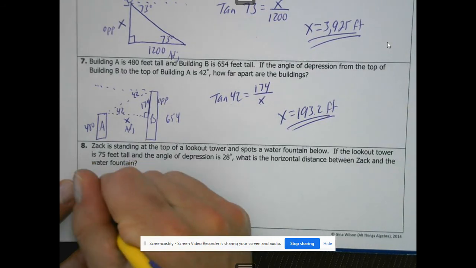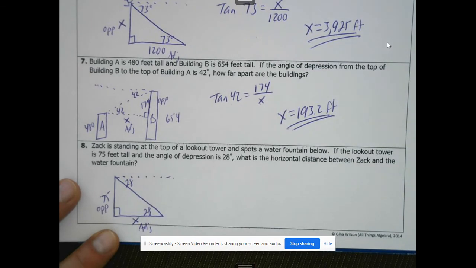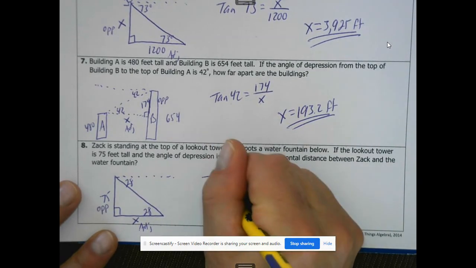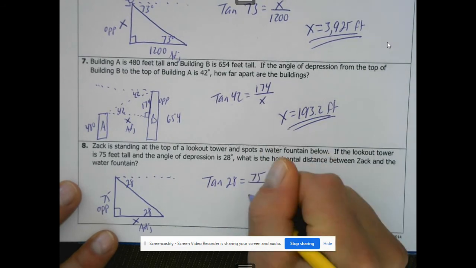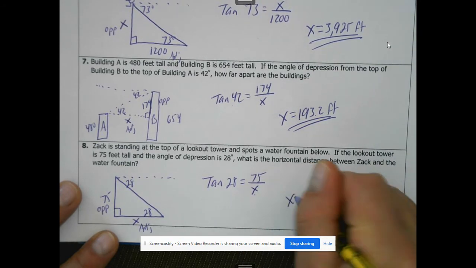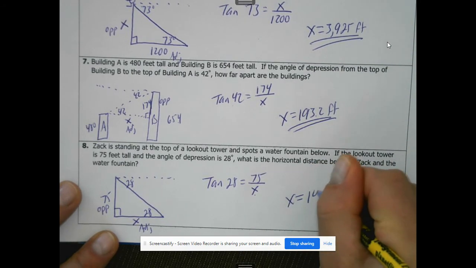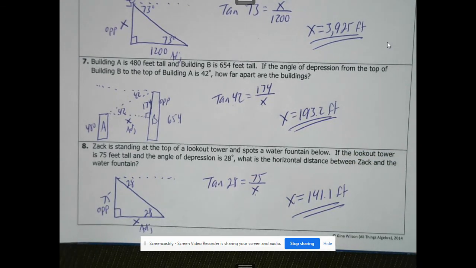Label the pieces, 75 is opposite, and X is your adjacent. You can use tangent again. So tangent of 28 equals opposite 75 over adjacent X. Variables on the bottom, you need to divide. Type in 75 divided by tangent 28. If you do that correctly, it comes out to be 141.1 feet. That is it for angles of elevation and depression.